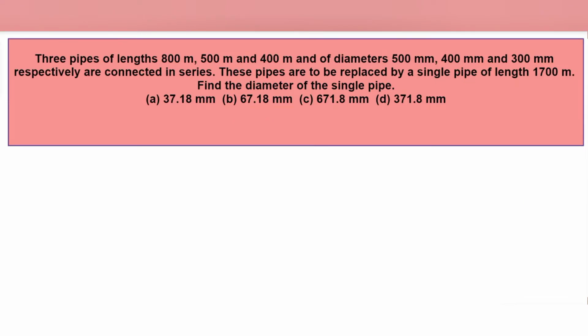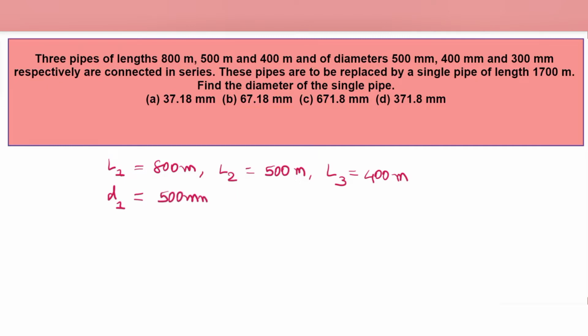The question is, three pipes of lengths 800 meter, 500 meter, 400 meter and of diameter 500 mm, 400 mm and 300 mm respectively are connected in series. Lengths are given to us. I am denoting them with L1, L2, L3, and the diameters for the three pipes I will denote as D1, D2, D3, where D1 is equal to 500 mm, D2 is equal to 400 mm, and D3 is 300 mm.